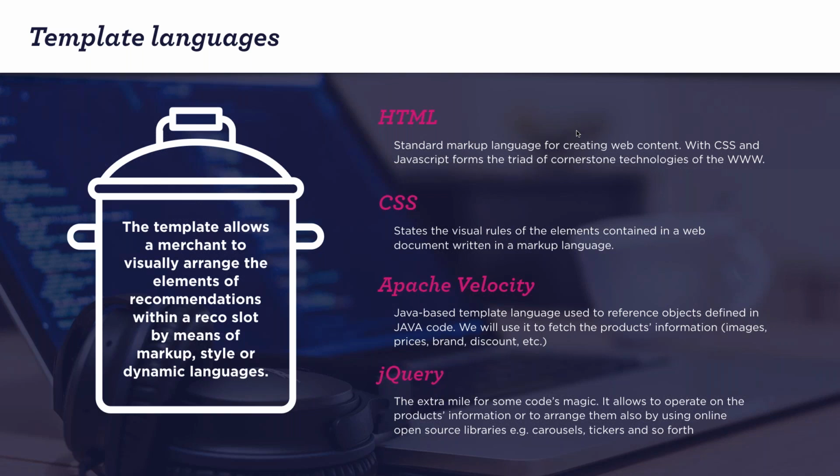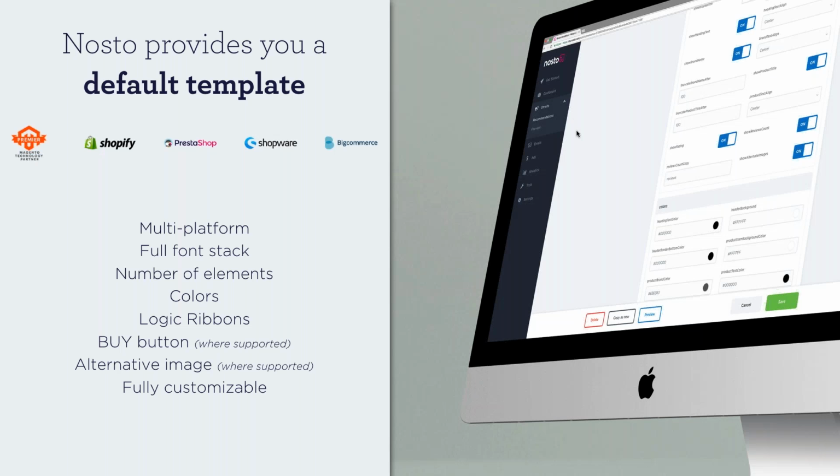But Nosto also already provides the user a default template, which comes with every account. Once you get your Nosto account, you get by default a template, which is multi-platform. It works on all the platforms supported by Nosto. It's a full font stack. You can decide the number of elements, colors, logic, ribbons, buy button, alternative image, and so on. And this template is fully customizable.